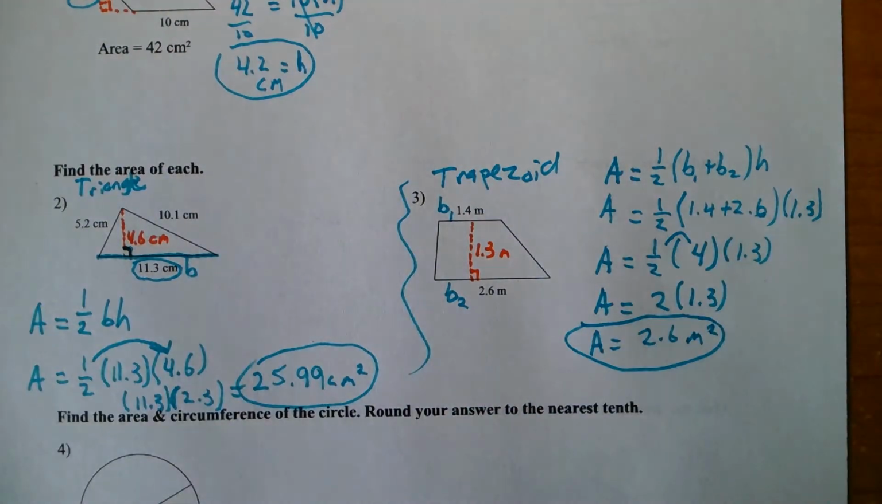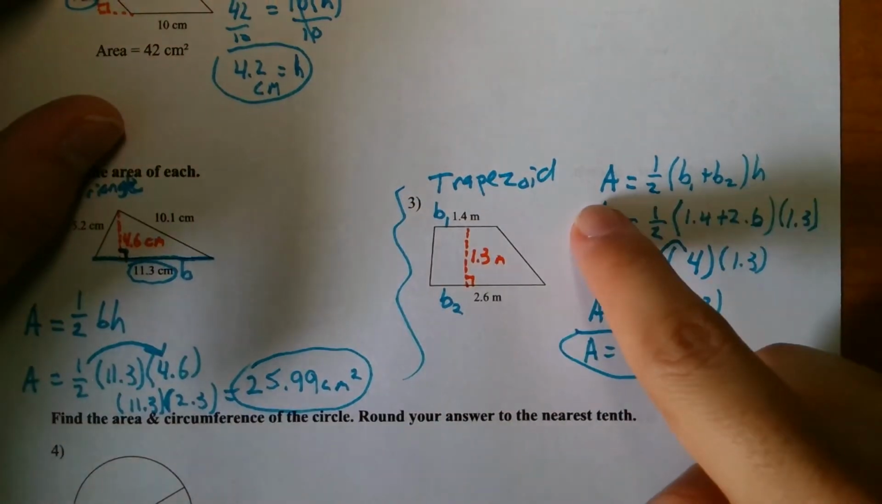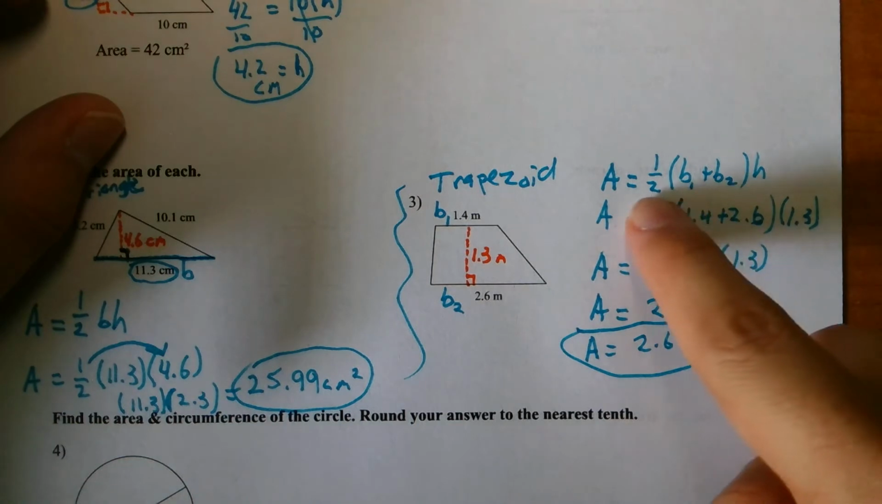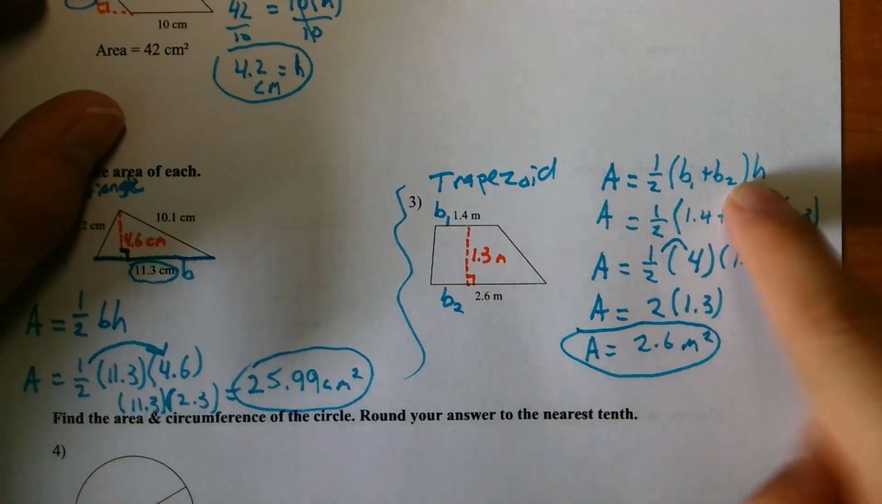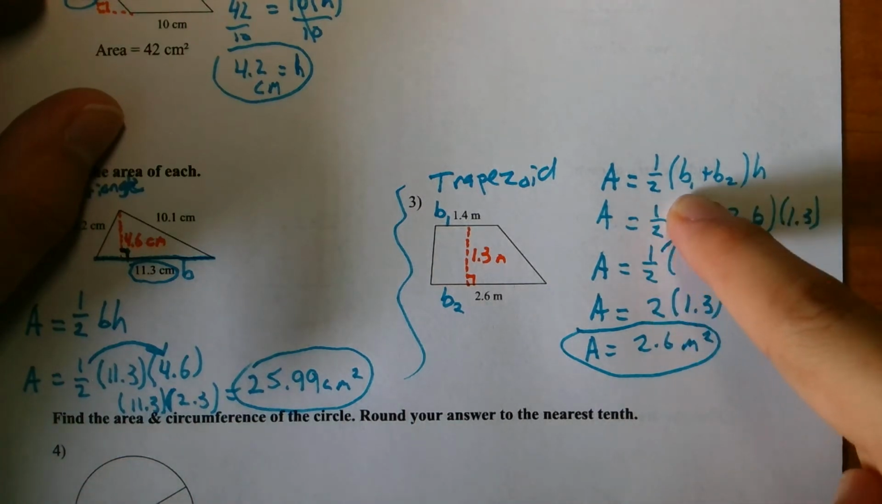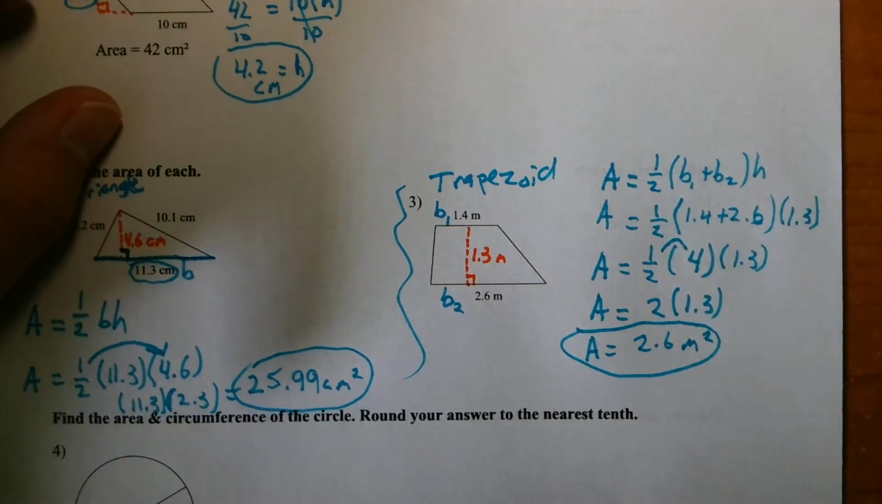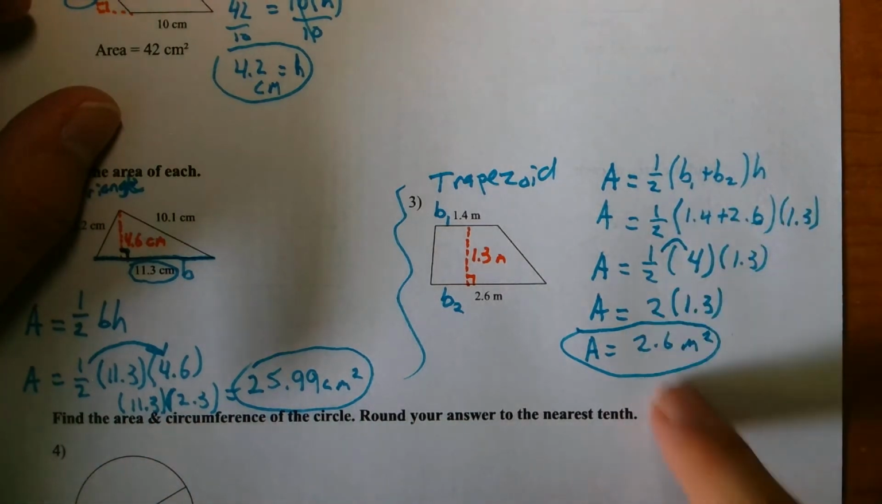Okay, cool. So again, trapezoids, your area formula looks like this. 1/2 base 1 plus base 2 times height. You have to add the bases together first before you start doing any of the other math. But once you do that, not a problem.